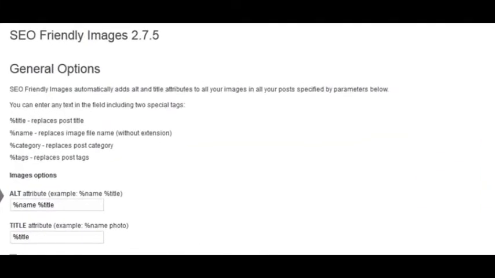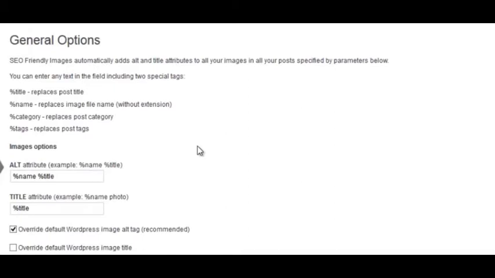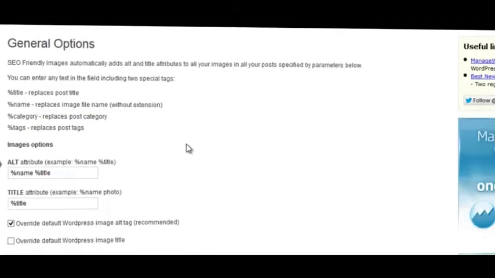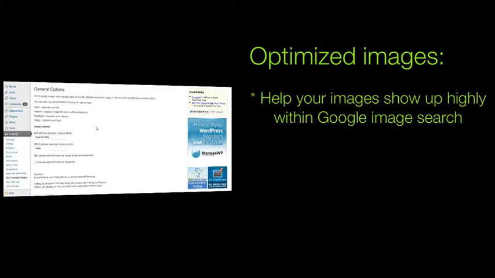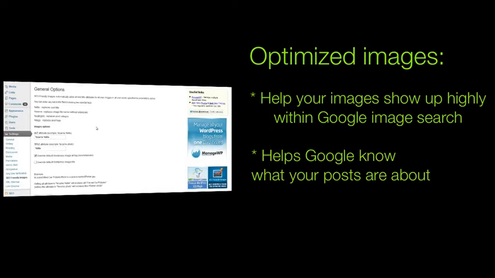So when you add an image to WordPress, a lot of times you may not add the title or an alt tag, and that makes it difficult for Google to figure out what that image is about. And that's important for two reasons. First, if you have highly optimized images, it can help your images show up highly within Google image search, which can bring you some traffic. But it also helps Google just get a general picture of what your posts are about, which can help boost the relevancy and help it give it more traffic in Google.